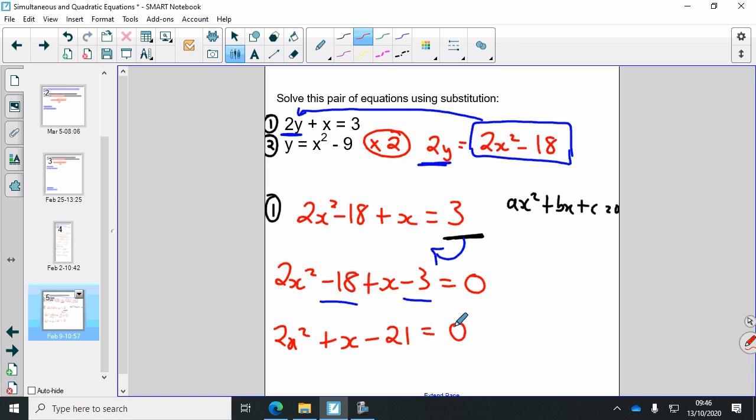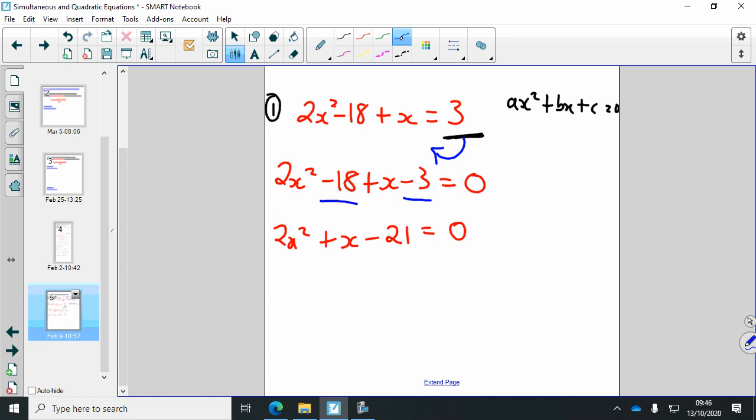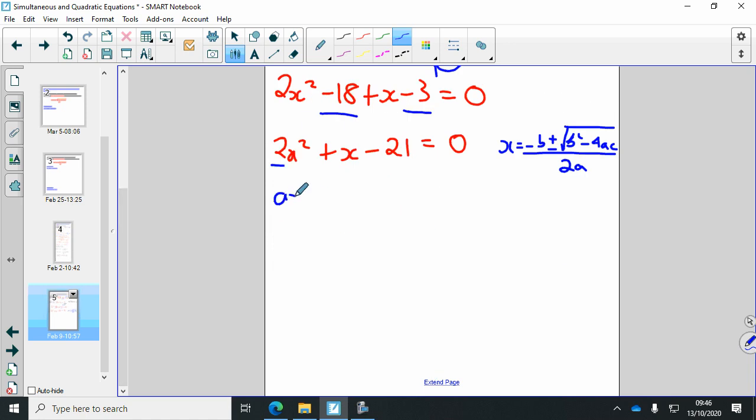Okay, again, we're solving for x. We're going to leave the y until the end. And because it's a quadratic now, we'll get two answers for x. So, quadratic equation, just recap that: minus b plus or minus the square root of b squared minus 4ac, all over 2a. So again, find out what those numbers a, b, and c are. So a is equal to 2. b, remember if there's no number in front of the letter, it's 1. And c is minus 21.